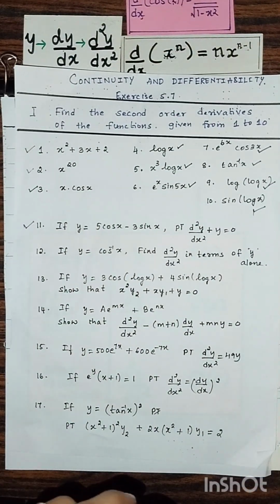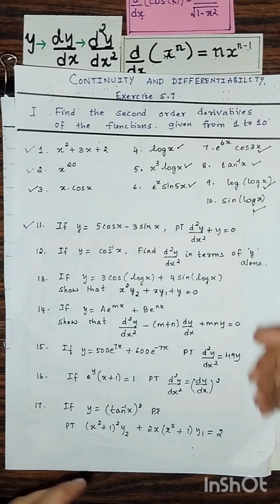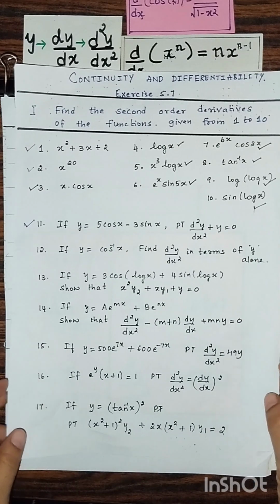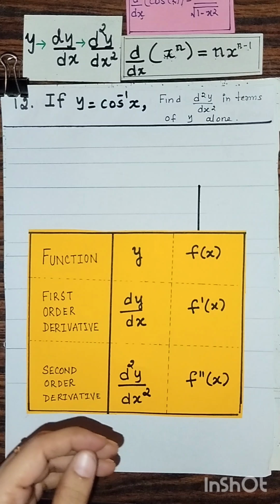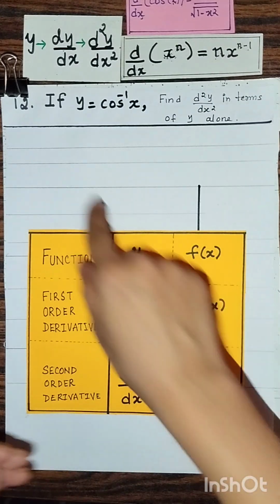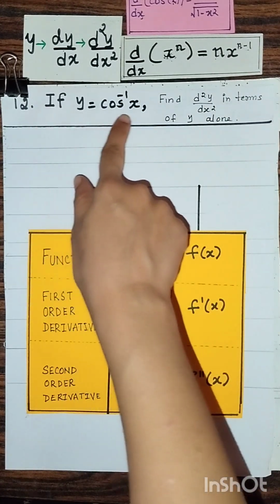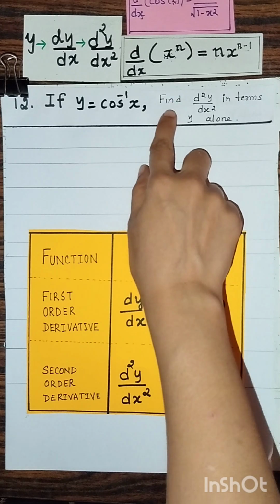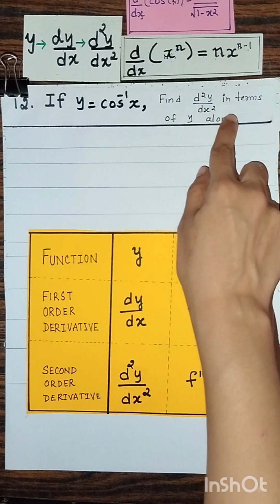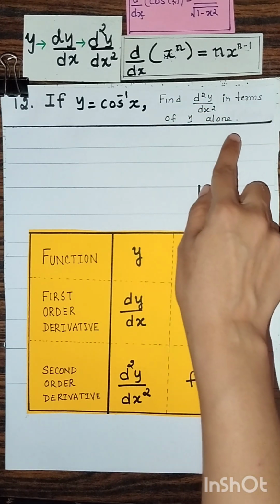Exercise 5.7 Continuity and Differentiability. We have completed 11 questions. Now we will go for the 12th one. If y is equal to cos inverse x, find d square y by dx square in terms of y alone.